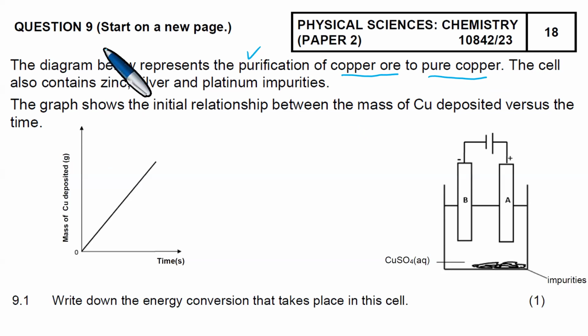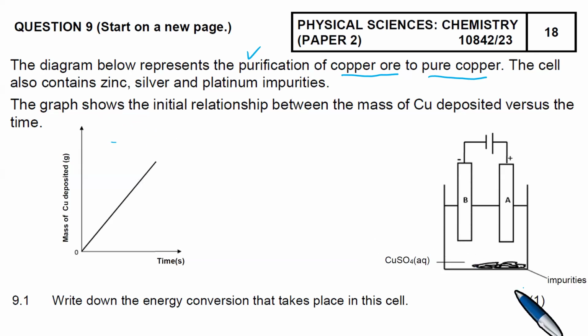Now we're taking question 9. You need to start this question on a new page. The diagram below represents the purification of copper ore. This diagram represents the purification of copper ore to pure copper. We want to have pure copper in the end. The cell also contains zinc, silver, and platinum impurities.